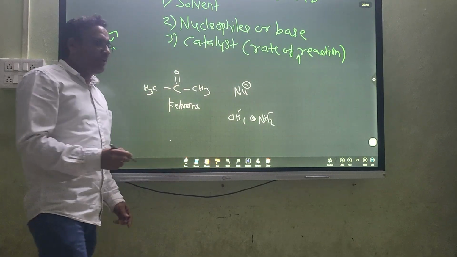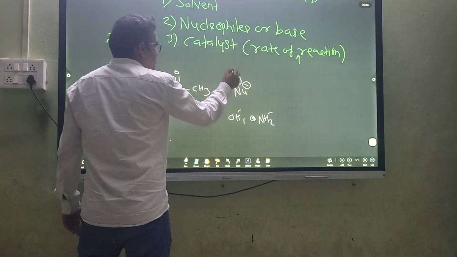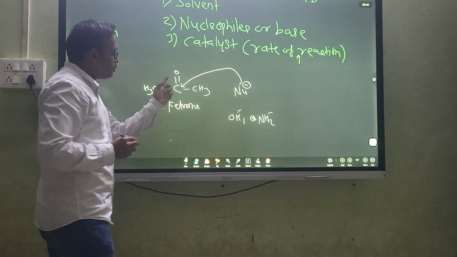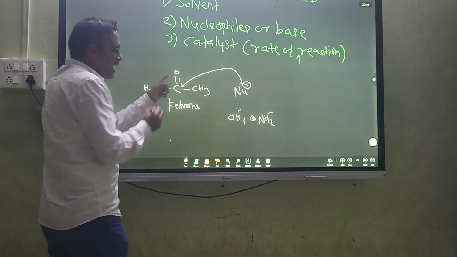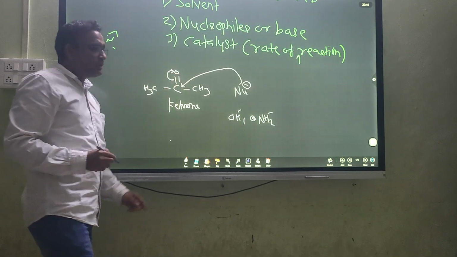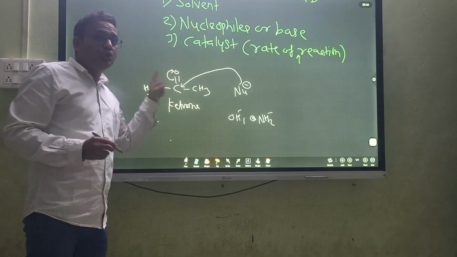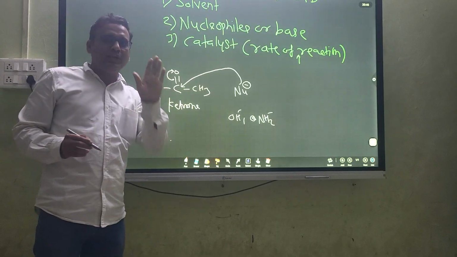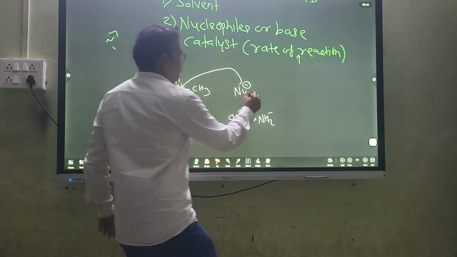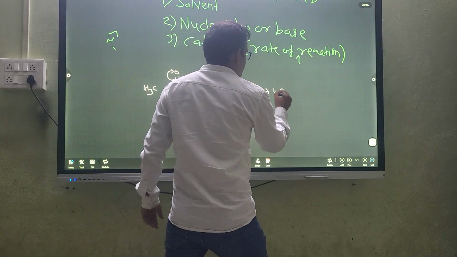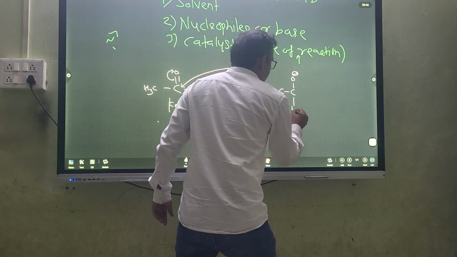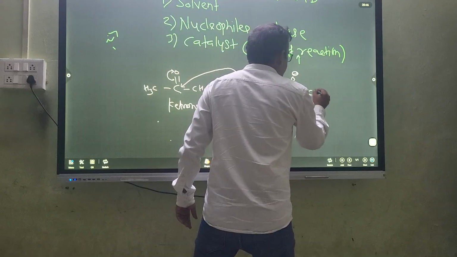The role of the nucleophile is that when it attacks this carbon atom, there is one pi bond and one sigma bond. The pi bond is a weak bond and can be shifted towards the oxygen atom, because oxygen is more electronegative than carbon. The structure becomes CH3, C, O minus, with Nu and CH3.